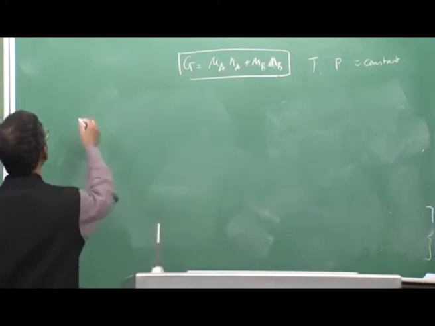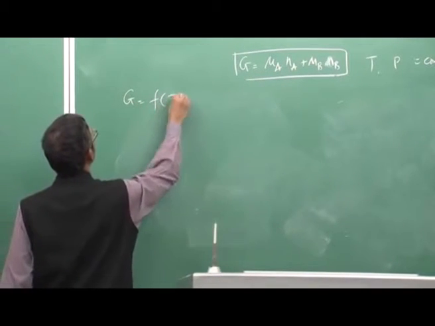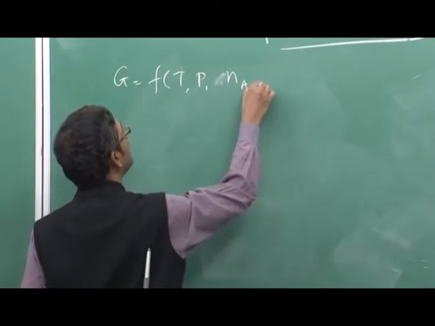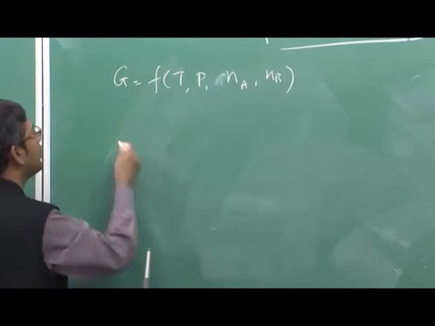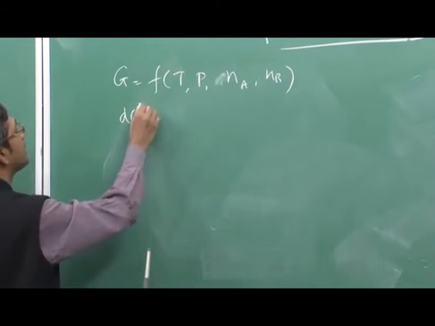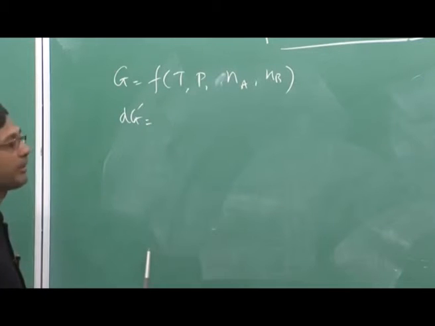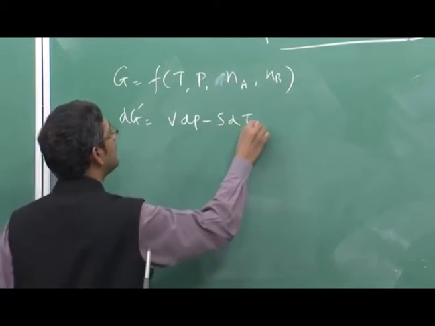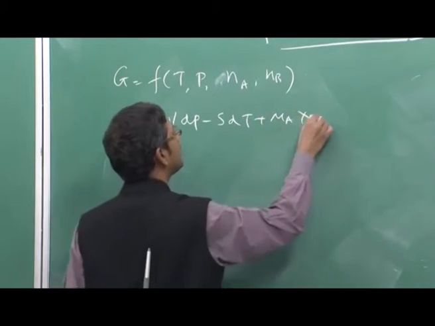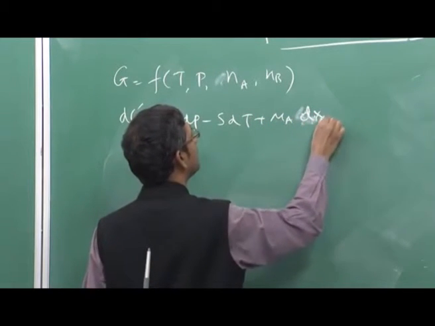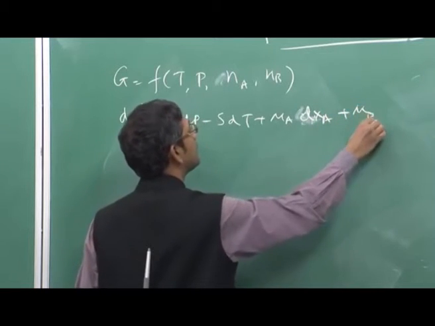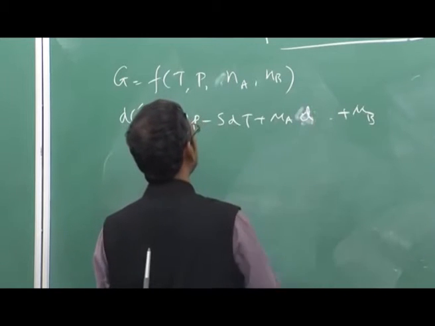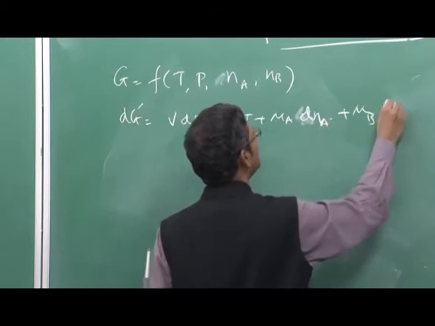So we know that G is a function of temperature, pressure, and the number of moles of A and number of moles of B, and I have shown you that dG' can be written as, because G has to be divided by number of moles, V dP minus S dT plus mu A dNA plus mu B dNB.